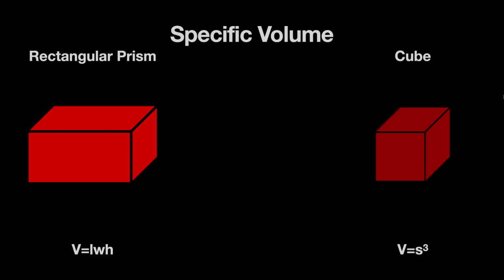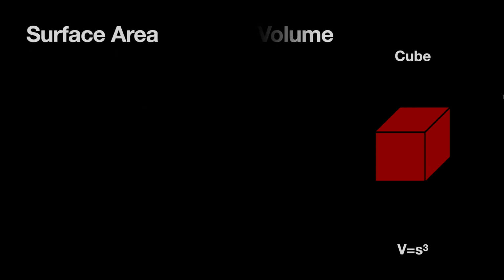The other would be a cube. Now, because every side of a cube is the same, just like we can say a square is side squared, a cube is side cubed. Hence also why we tend to say inches cubed, and so on and so forth.